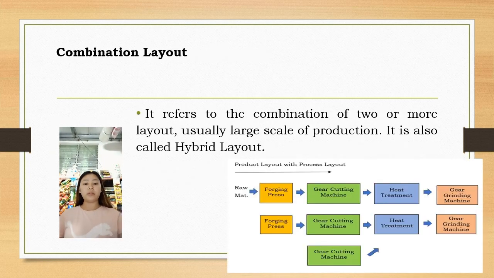Combination layout describes the blending of two or more layouts, typically for large scale production. It is also known as a hybrid layout. In this example, the process of manufacturing is divided based on its operations, and the finished product is made in sequence.